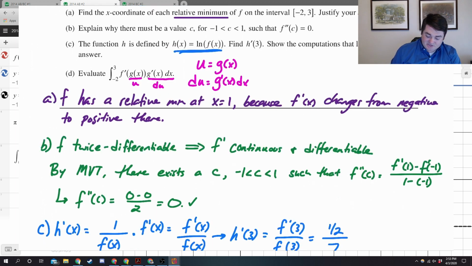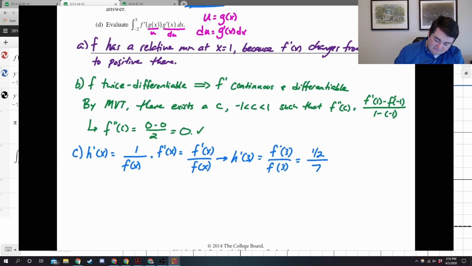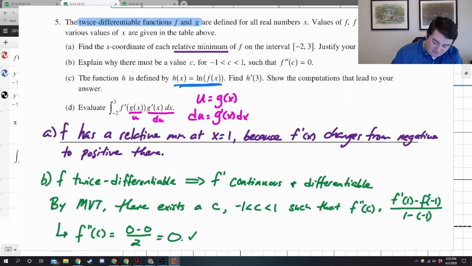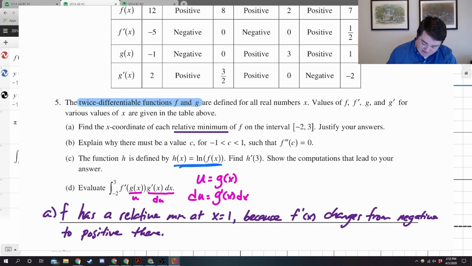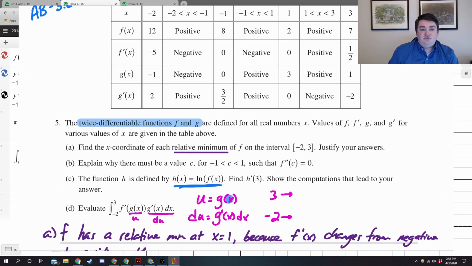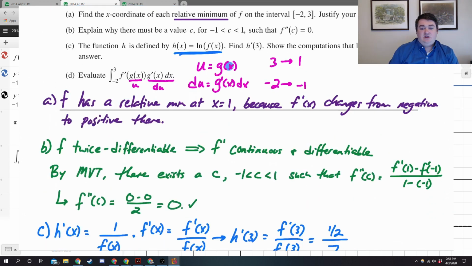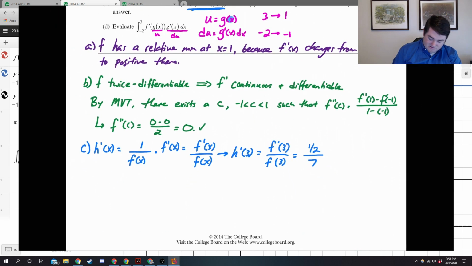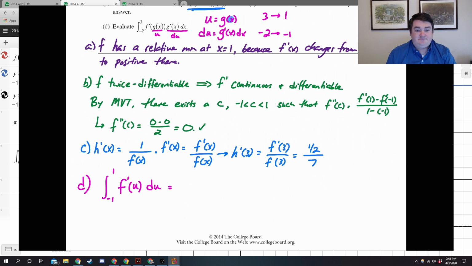So on part D, I've got this definite integral. If I'm doing a u sub, I might as well change the bounds since I'm here, right? So -2 and 3, if I plug them in for x right there, g of -2 is -1, and g of 3 is 1. So there's my new bounds, and this substituted integral becomes the integral from -1 to 1 of f prime of u du.